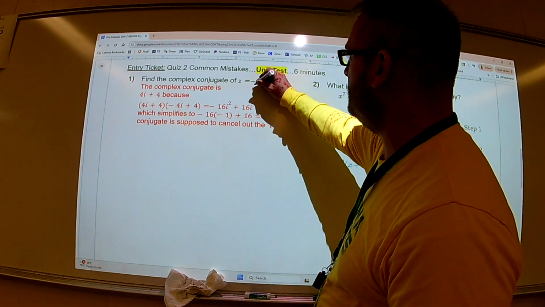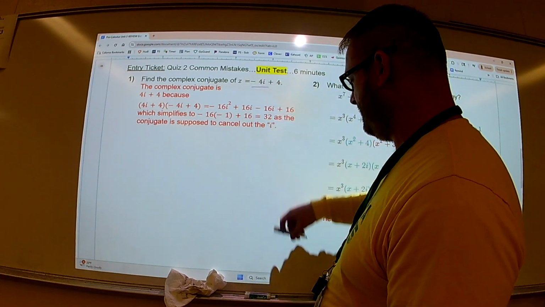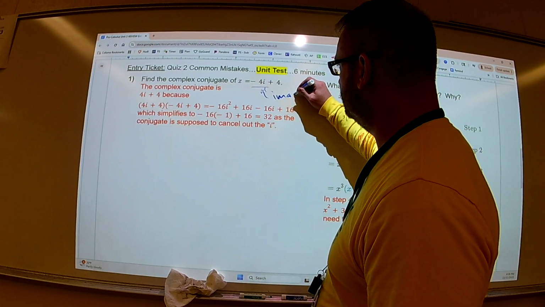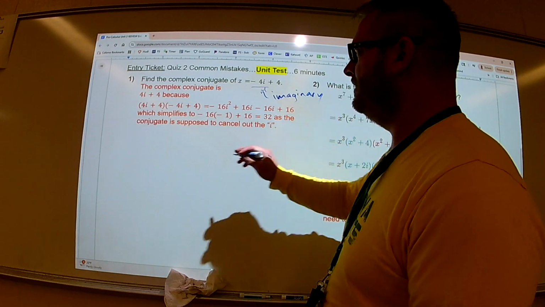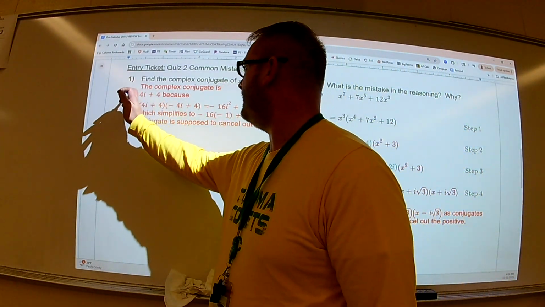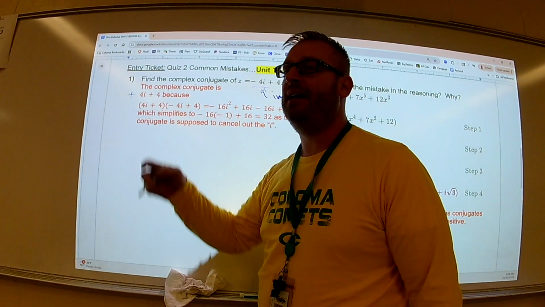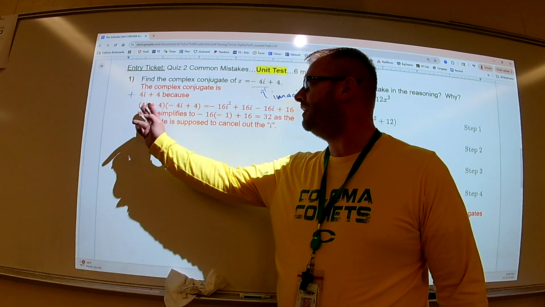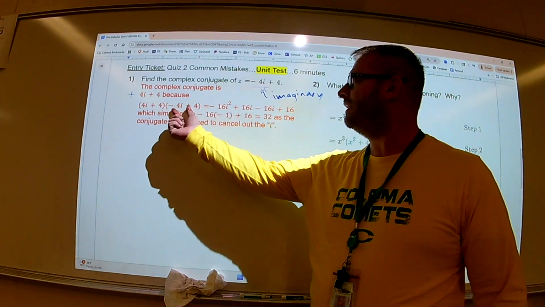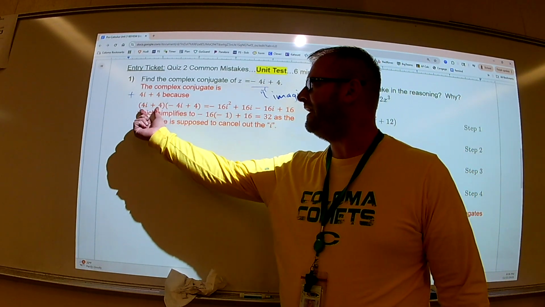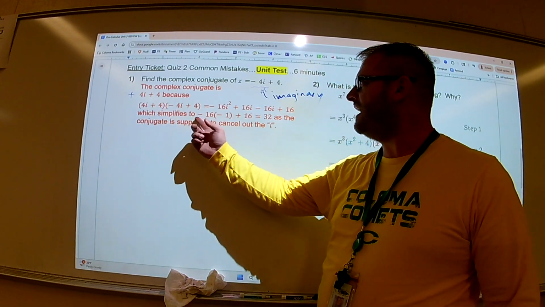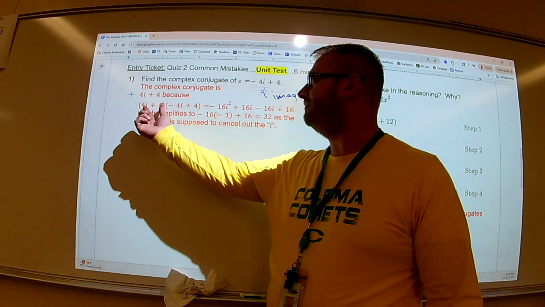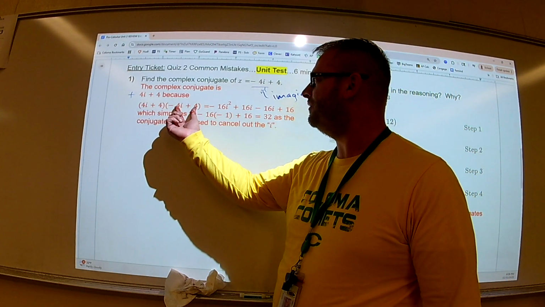Conjugate is simply take the imaginary part, so our imaginary part is that negative 4i, and change the sign. Okay? So the imaginary part, instead of negative 4i, it becomes positive 4i. And the reason we want to be able to do that is when I multiply a complex number by its conjugate, I'll get the i to cancel out and be able to write it ultimately as a real number. So 4i plus 4 times negative 4i plus 4.